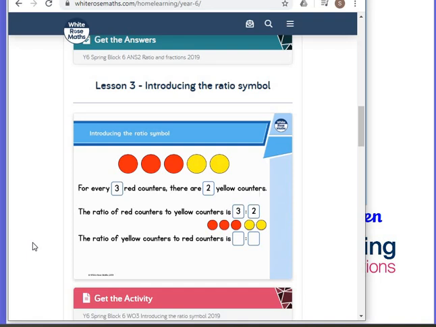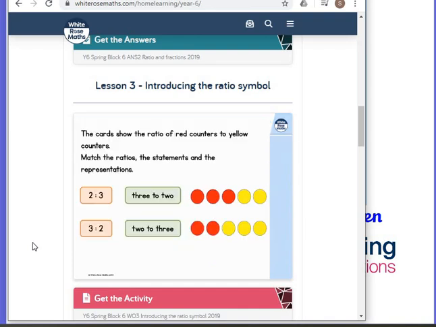The ratio of yellow counters to red counters is. I'm noticing that the yellow counters and red counters have just swapped around in the sentence. So what if I did the same with the counters? That makes it easier. I can see the ratio now is 2 to 3.